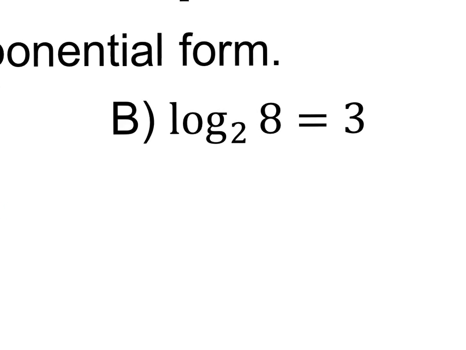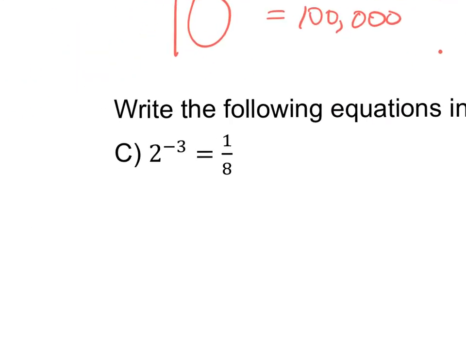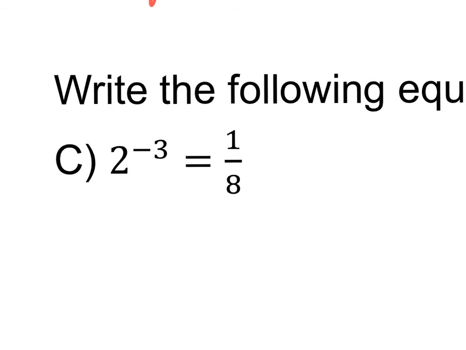This says log 2 of 8 equals 3. So my little number is 2. That means it becomes what? Big. I'm going to write a big 2. And then am I going to write 2 to the 8th power equals 3 or 2 to the 3rd power equals 8? 2 to the 3rd power equals 8. And is that true? What's 2 times 2 times 2? 8. Make sense?